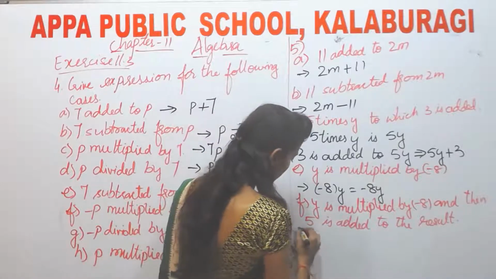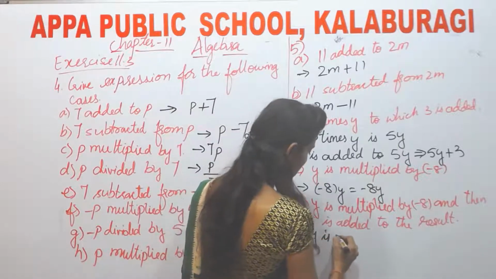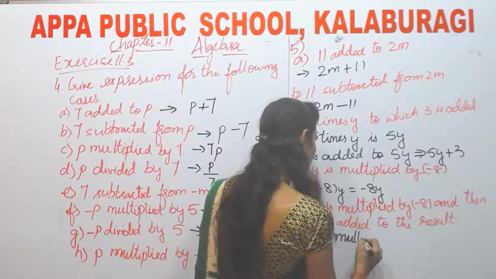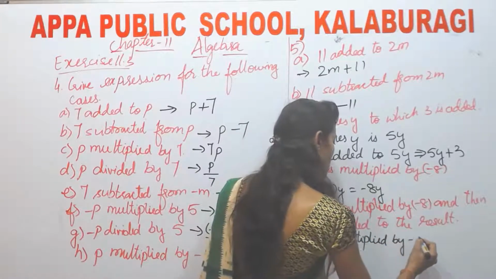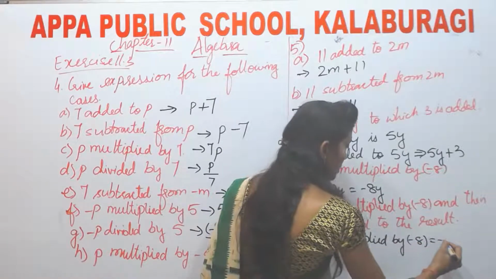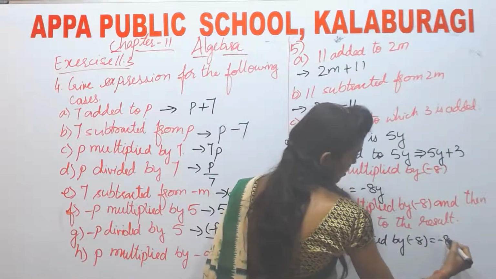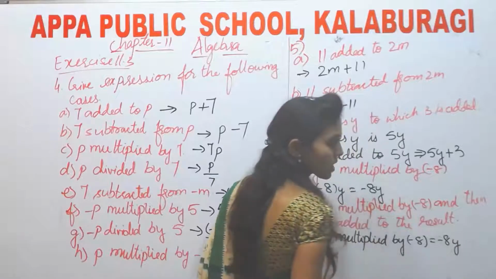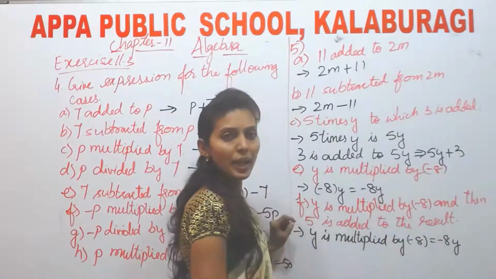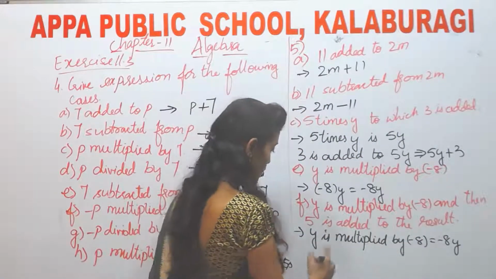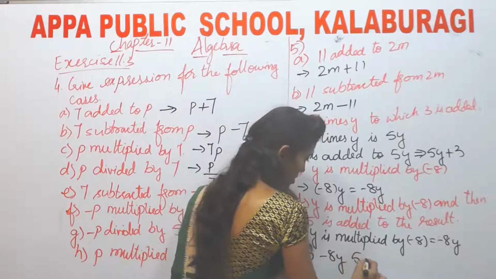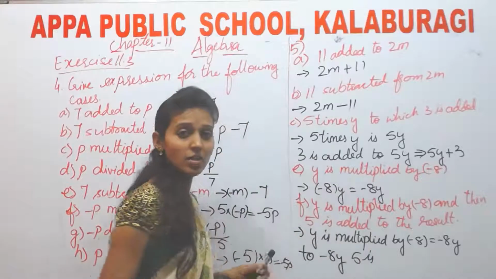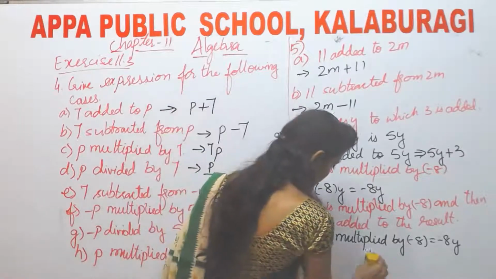When we multiply, y is multiplied by minus 8, means minus 8 times y, we will get minus 8y. Then 2 minus 8y, 5 is added, or else let us rewrite the sentence.